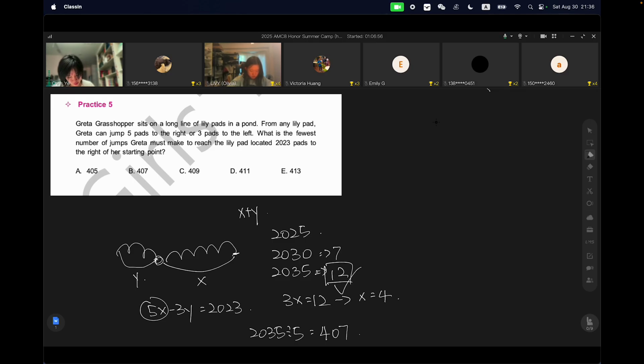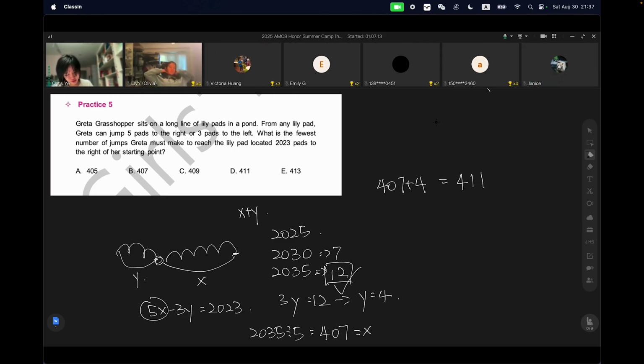Okay, that means y, sorry, 3y is 12 and y is equal to 4. So therefore, this is x and that is y. By adding them together, we have 407 plus 4 equals 411. So therefore, the answer is 411.